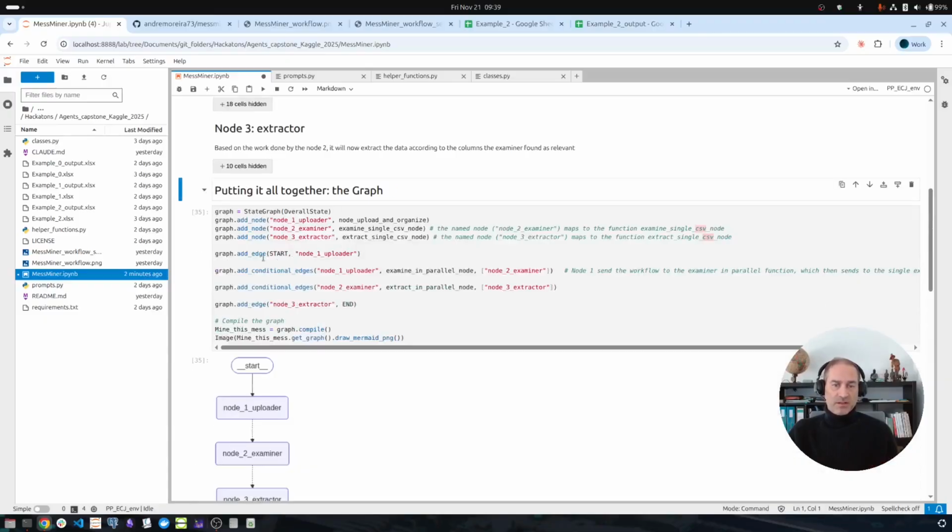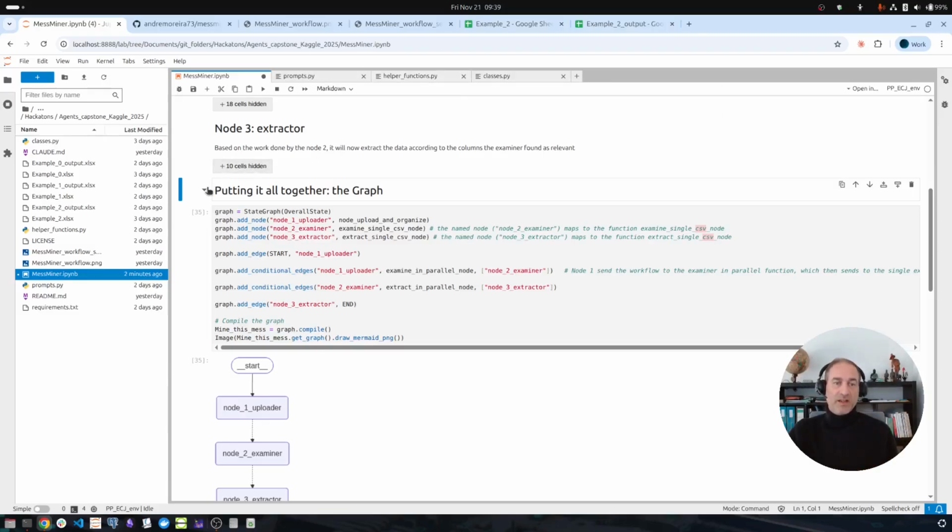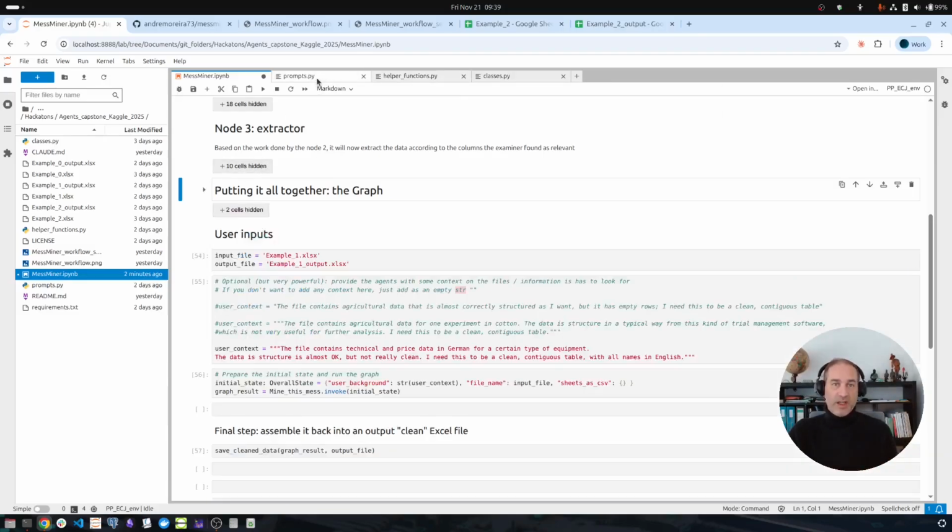You can change it and so on without having to look into how the prompts are built or how the helper functions look like, which are obviously also here at the side.